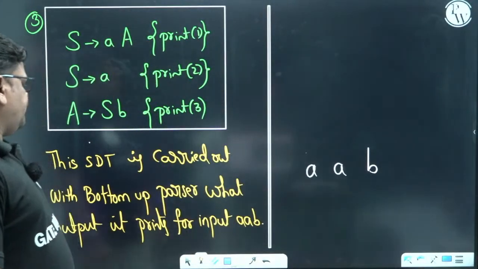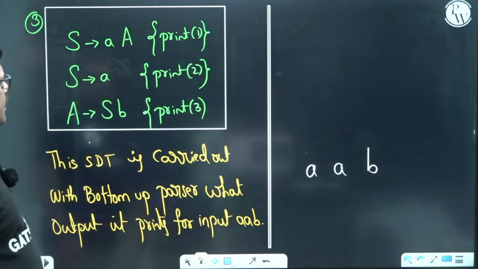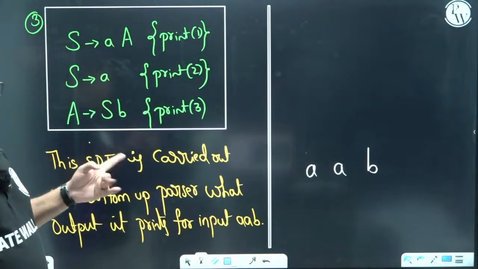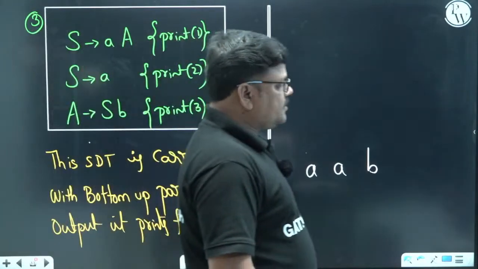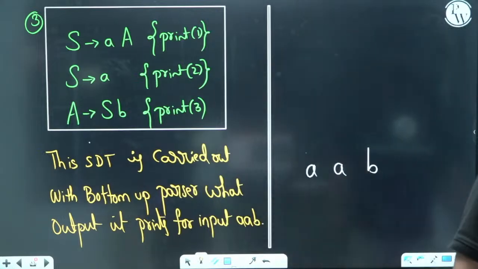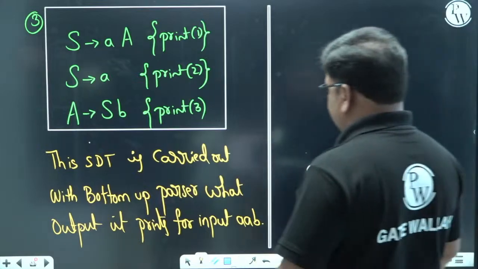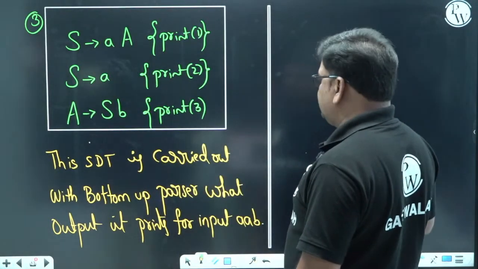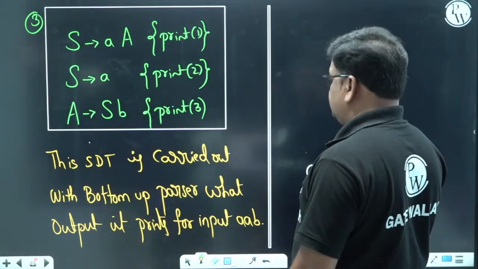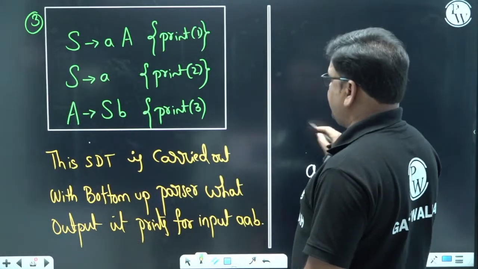Can anyone provide an answer for this? What answer will we get? First, you have to perform bottom-up parsing perfectly. Then only will you get the starting symbol. Okay, you can do that. Do the handle detections properly. So the first one is this: A is replaced by S.